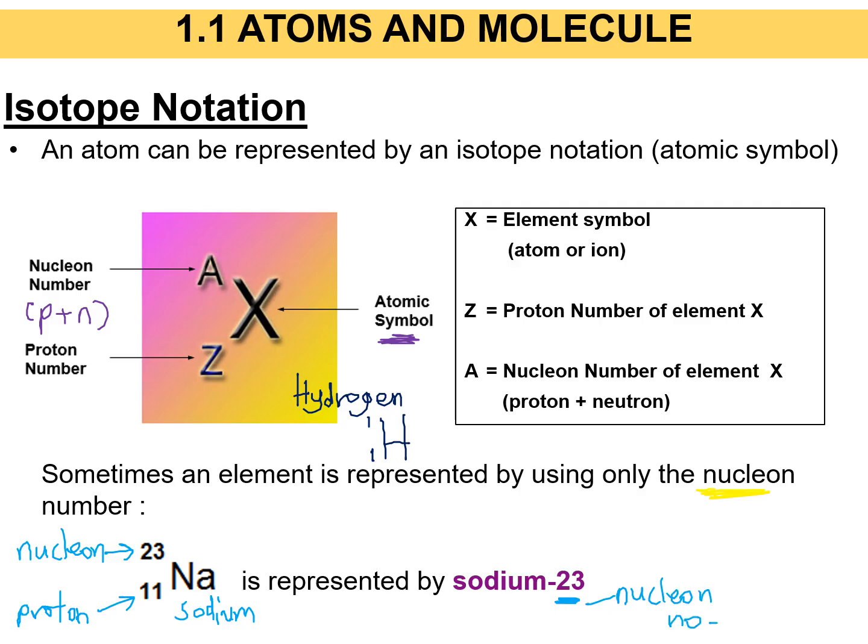Alright? But typically, famously, we will write the isotope notation by using this atomic symbol. Okay, famously kita write the isotope notation dengan cara beginilah. Ni jarang-jarang je. We rarely use this, but still can be used this too.